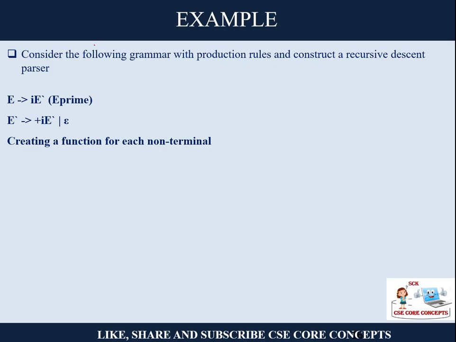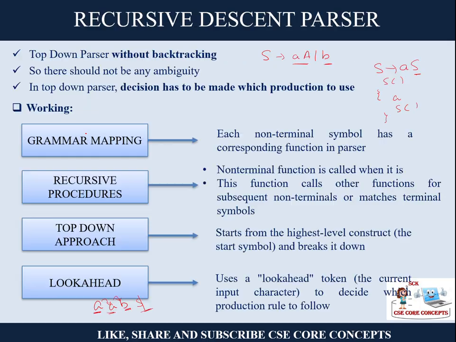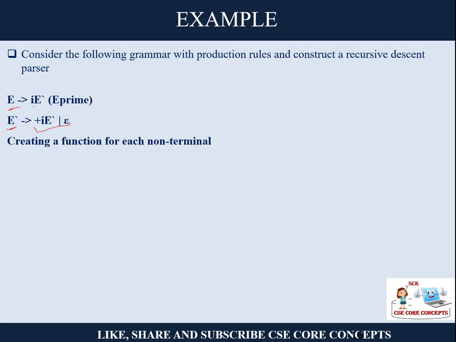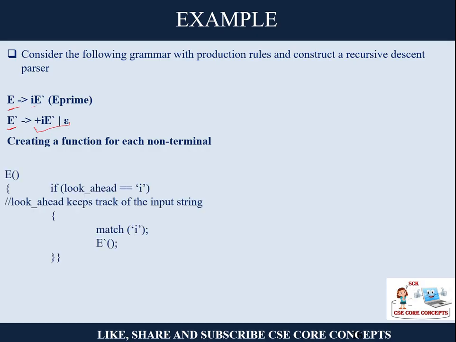Consider this example: E takes the form I E dash, or you can say E prime, and E prime is plus I E prime or epsilon. Here you have multiple rules, so you need to decide which rule will be applicable to the input string. We have two non-terminals here, E and E dash. The first thing we need to do is map the grammar, that is, create functions for each non-terminal. Let us get started with the start symbol E.